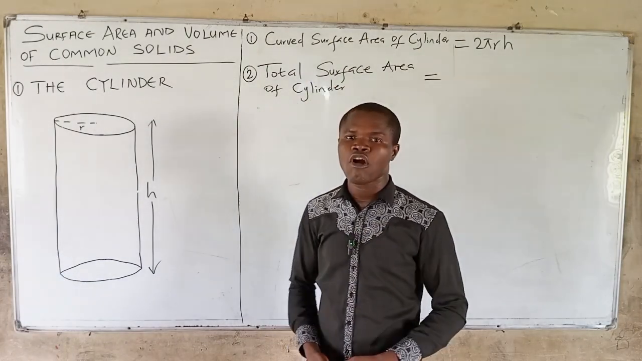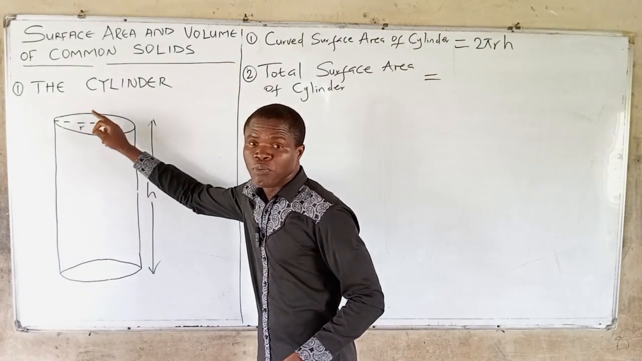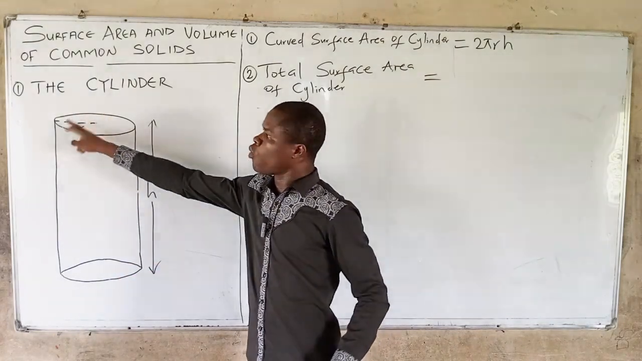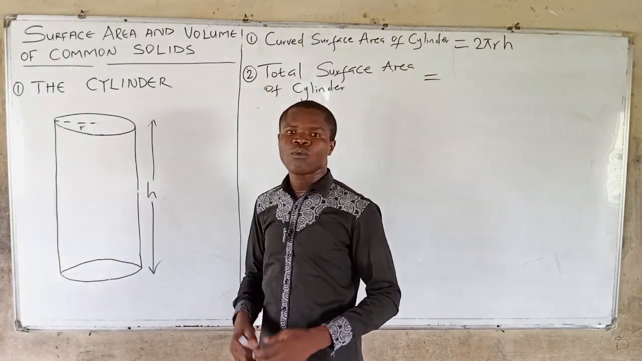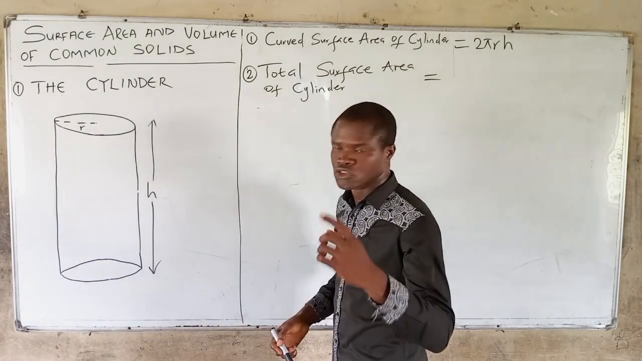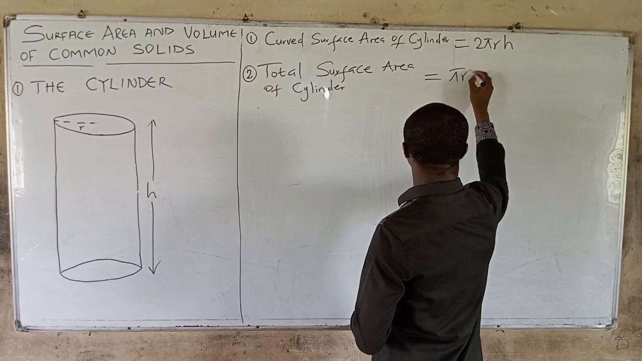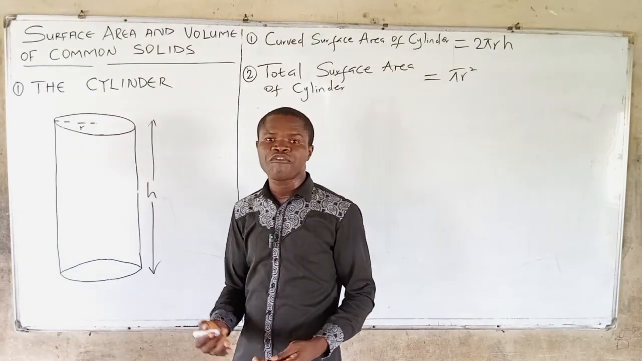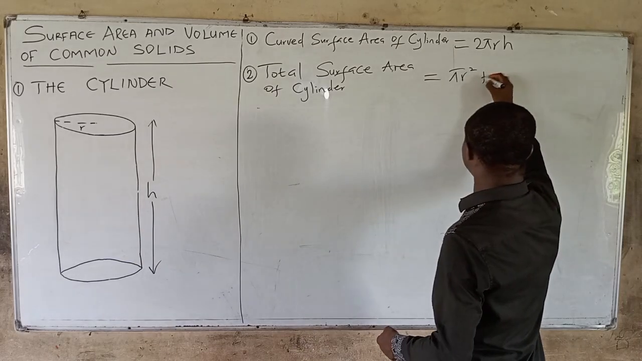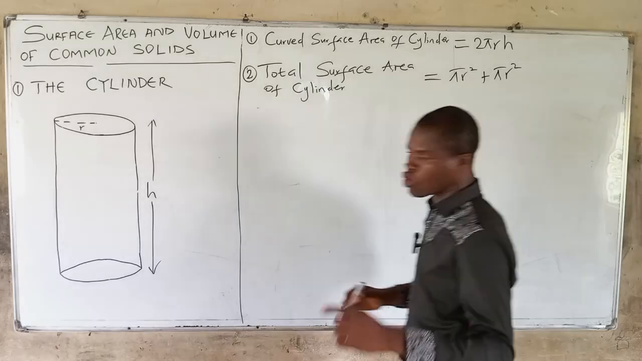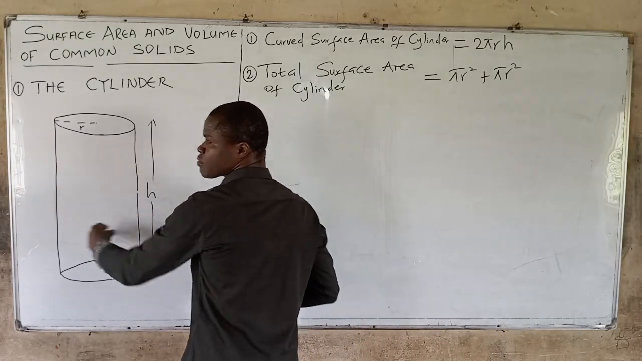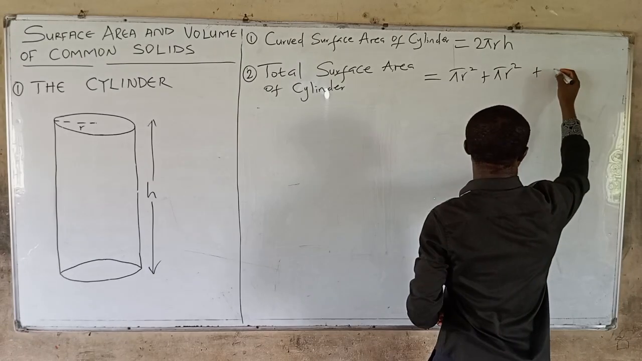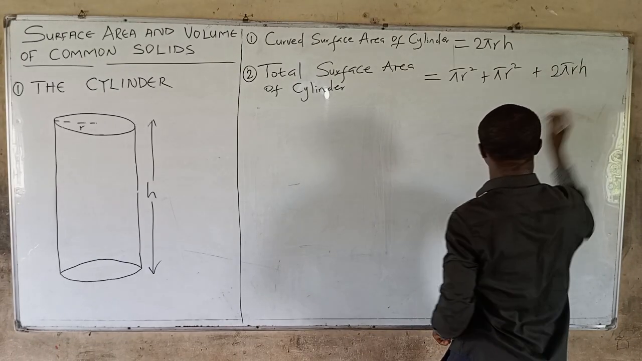The total surface area of the cylinder simply means area of the top plus area of the bottom plus area of the curved surface. Of course, what shape is the top? A circle. And what is the formula for area of a circle? Pi r square. So this is pi r square for the top. And what shape is the bottom? A circle. And what is the formula for area of a circle? Pi r square. So we can say plus pi r square for the bottom, and then for the curved surface. And what is the area of the curved surface? 2 pi r h. So this is plus 2 pi r h.